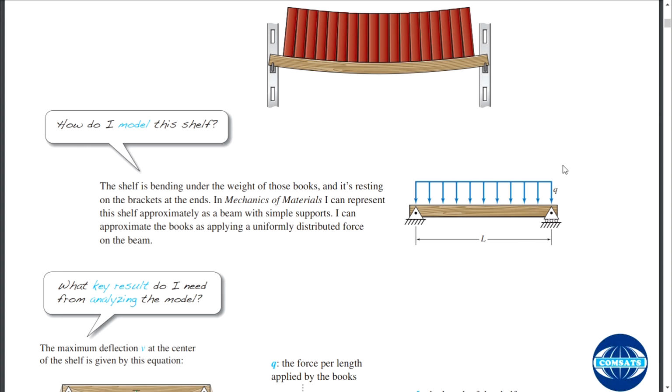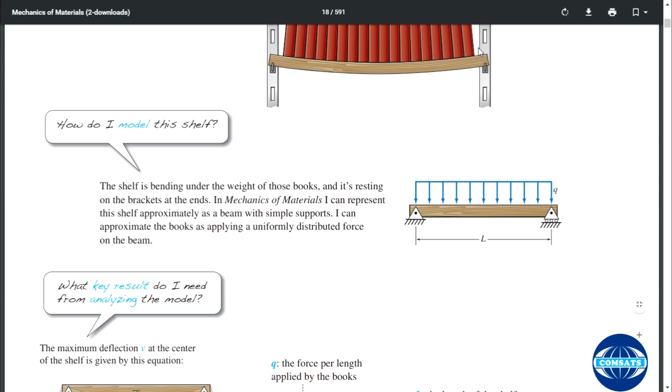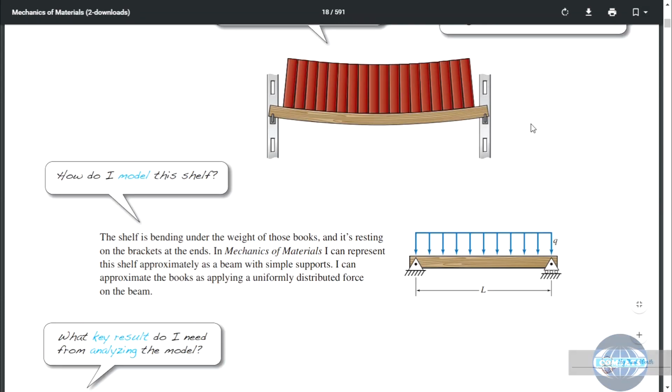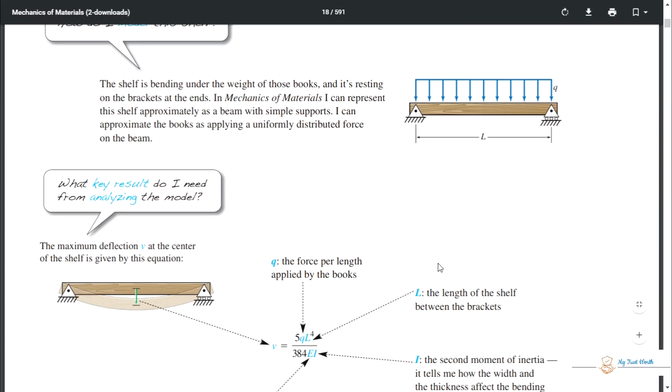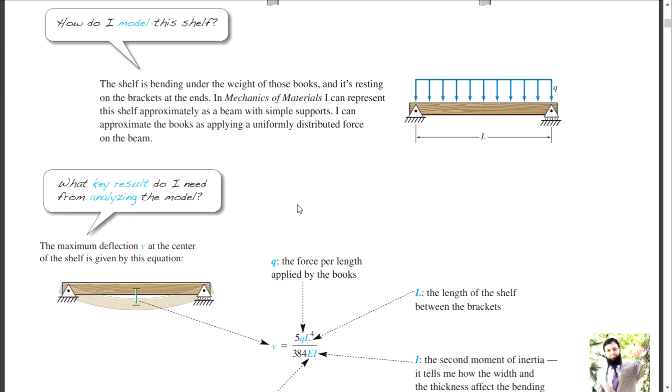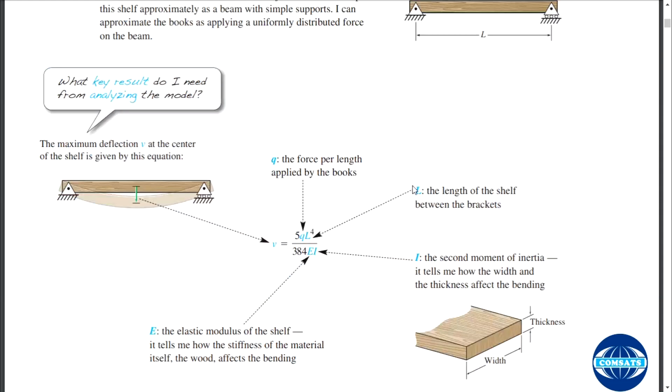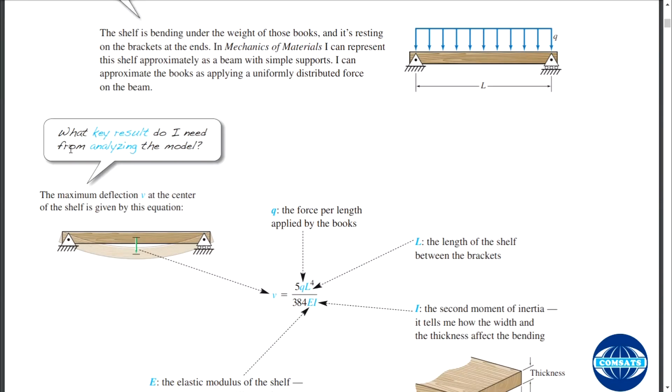This is the free body diagram of your beam. You have eliminated all those external supports and shown it as a free body diagram. Okay, forces are not shown, so the free body diagram of the beam will be shown with the forces. You cannot say that this is the overall free body diagram, just assume it for a meanwhile. What key results do I need from analyzing the model?